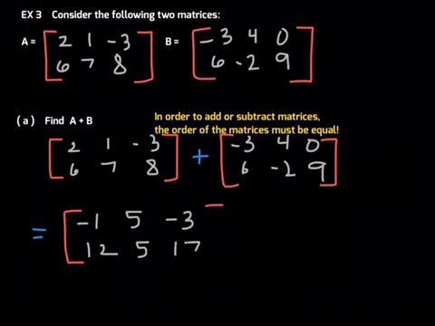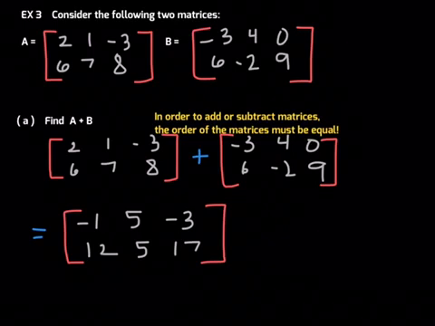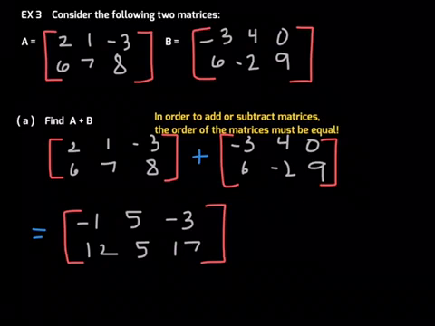So that's how it works, folks. This is the sum A plus B. This is the matrix A plus B. Notice that the order of A plus B is the same as the order of A and the order of B. All right? So this is our final answer. Pretty cool.